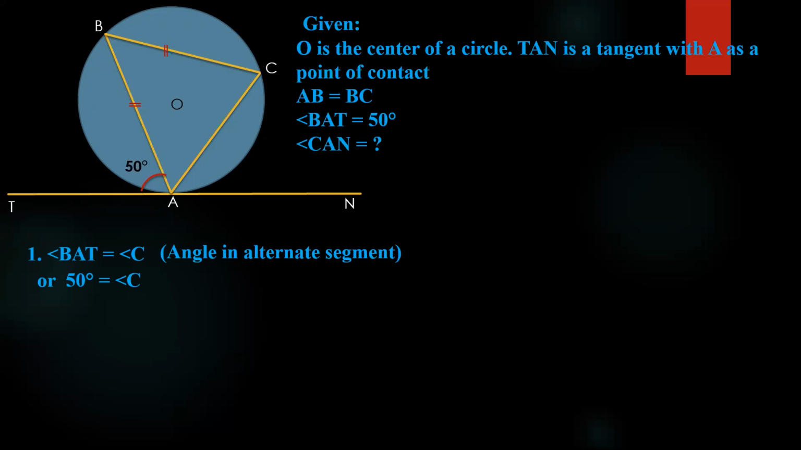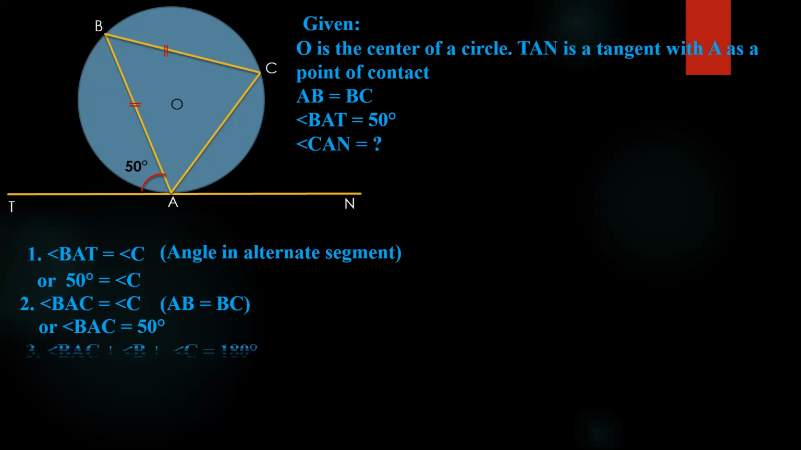Now remember, AB is equal to BC. It means it is an isosceles triangle. So we can say here angle BAC is equal to angle C, right? These are the base angles of the isosceles triangle since AB is equal to BC, right? Now here angle BAC is equal to 50 degrees.